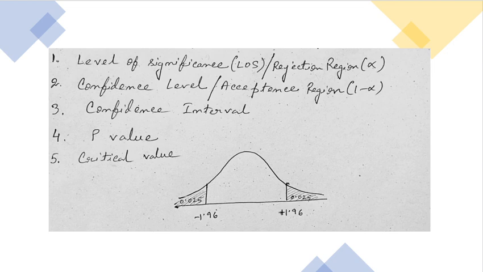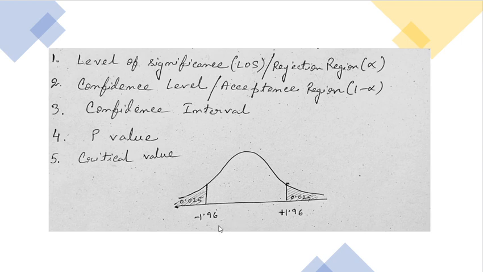Level of significance is basically the probability of committing type 1 error. And here, what do you mean by type 1 error? It means that when the null hypothesis is true, we reject it. Level of significance is basically the rejection region, which is outside of the confidence or the acceptance region. We usually denote the level of significance by alpha.